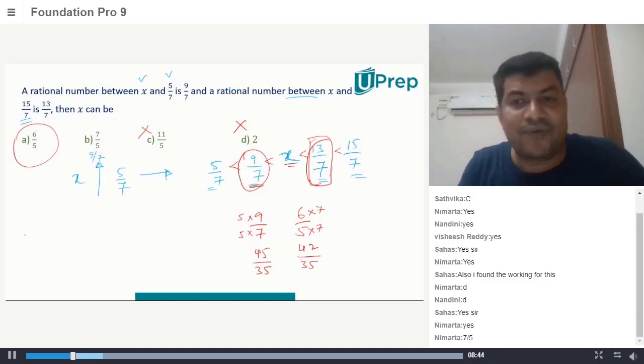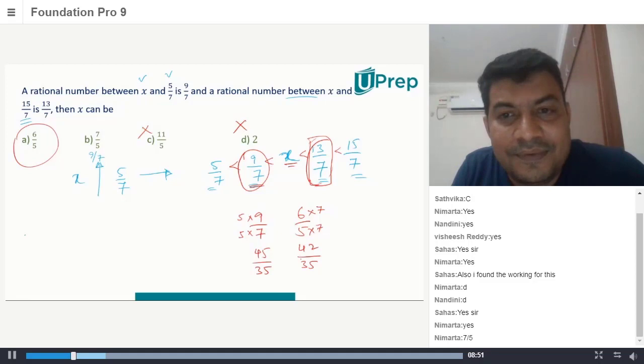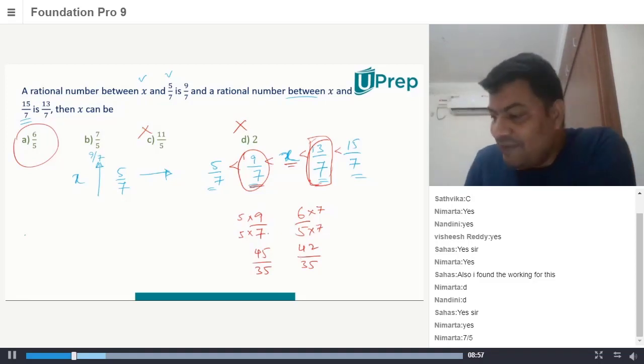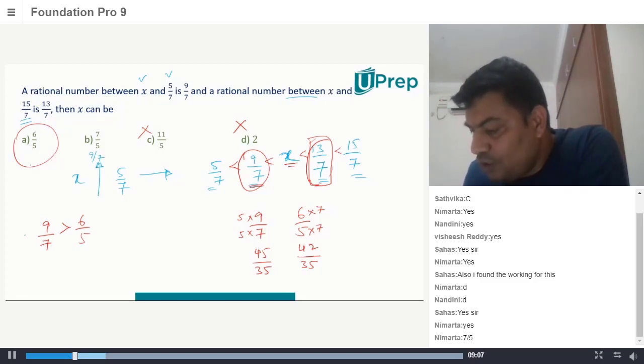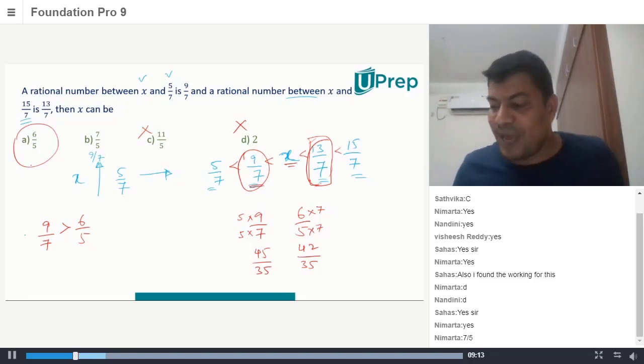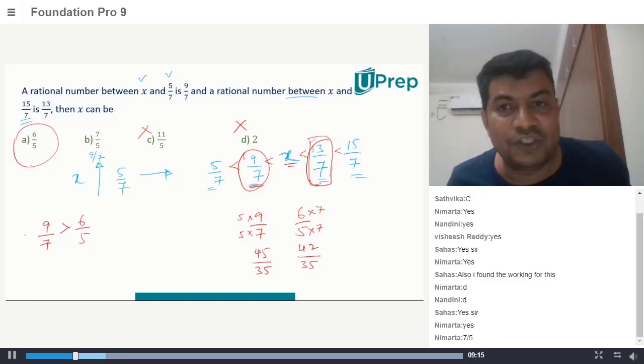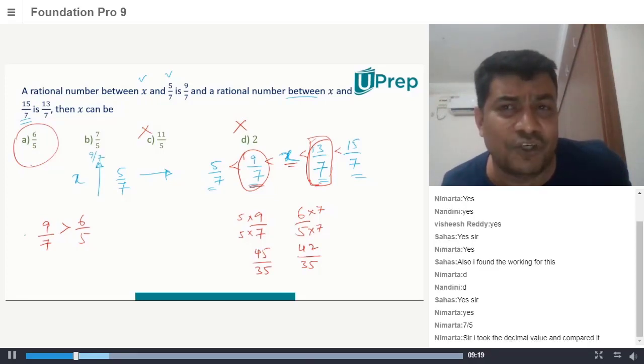So which is a greater fraction now? 9 upon 7. Is everyone with me? So I'm checking this for 6 by 5. So you know that 9 by 7 is greater. So you got to know that your 9 by 7 is greater than 6 by 5. But if my answer were to be 6 by 5, which one should be greater? Should 6 by 5 be greater or 9 by 7 should be greater?